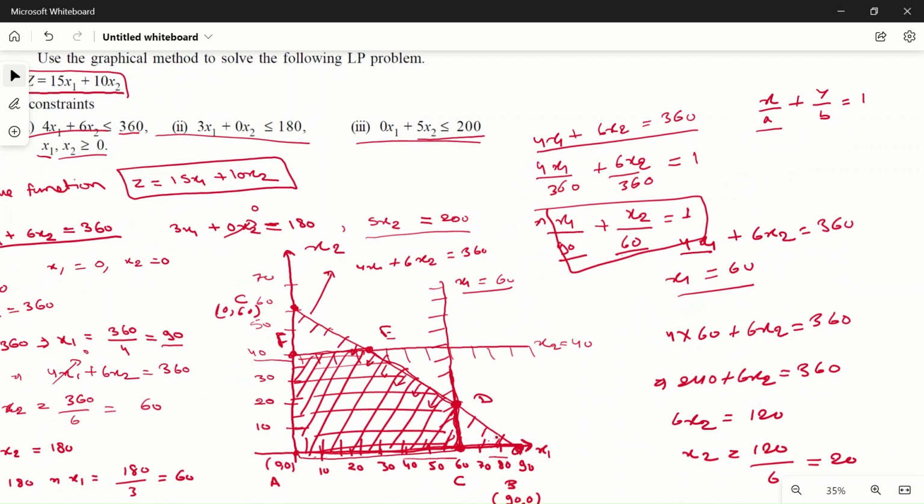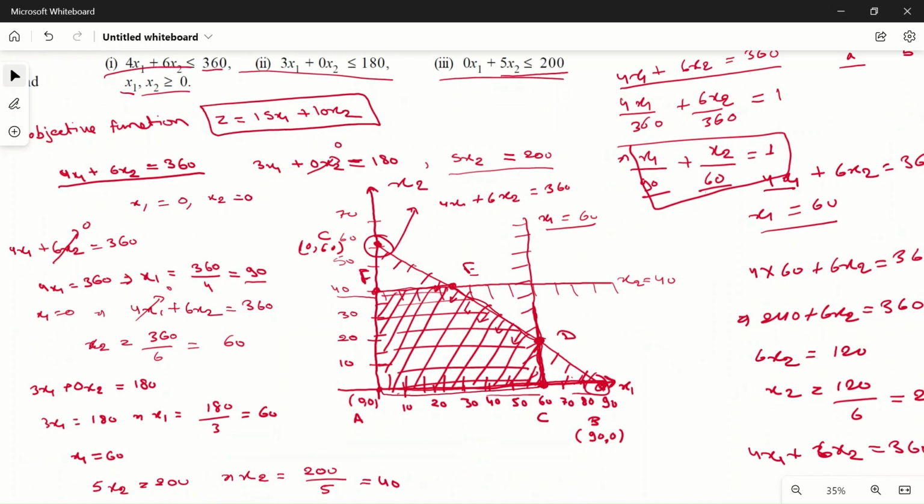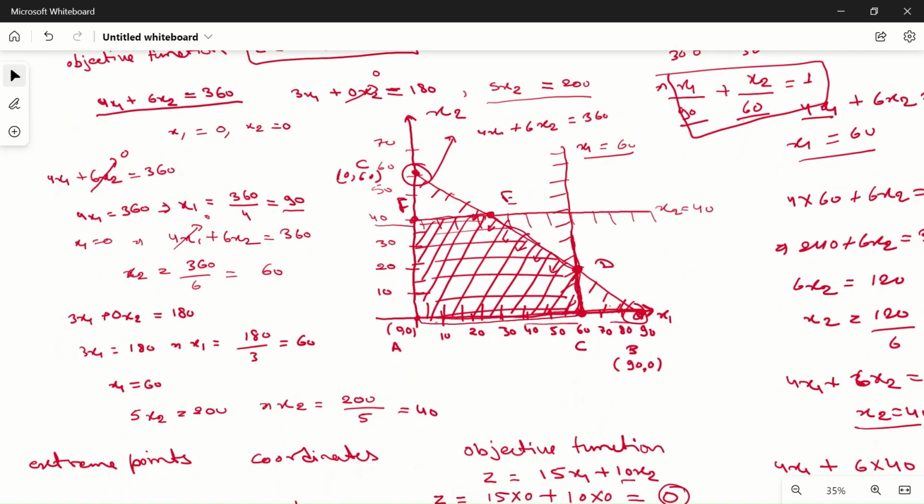Here see 90 and here 60. So you can either calculate by putting a value 0, suppose you are putting x2 is equal to 0, then you will get x1, or you can convert the equation into this form and directly put the values here. You will get the equation of the line and various intercepts.